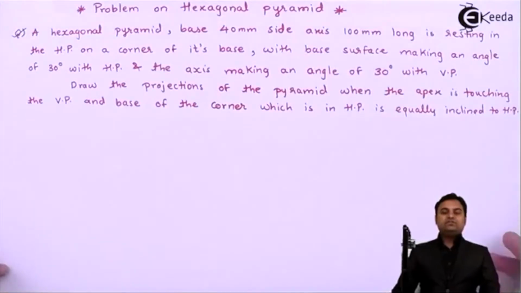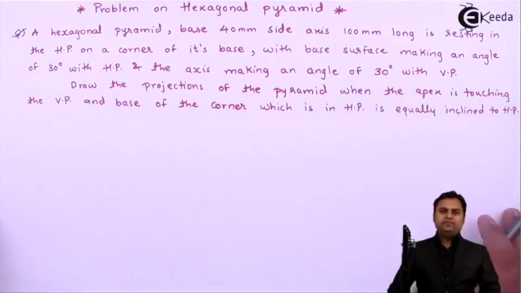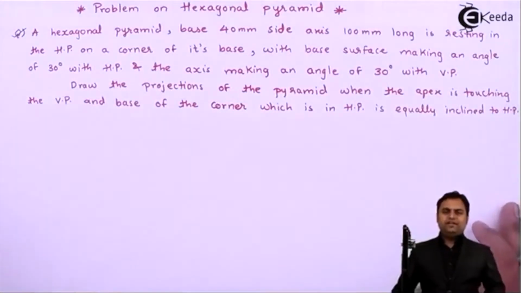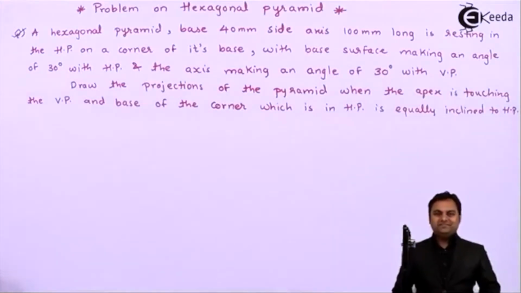Now this is the question which we have. Just by reading it, we have understood that the type of solid is a hexagonal pyramid. So for that, first I'll draw the diagram and then I'll be explaining these conditions in the problem. Let us get started.